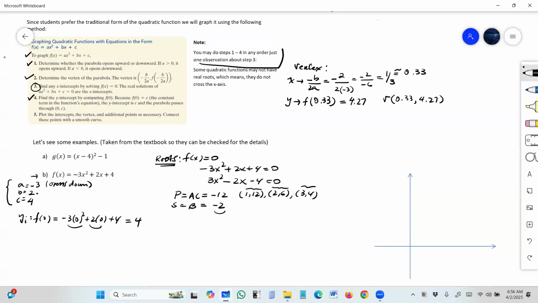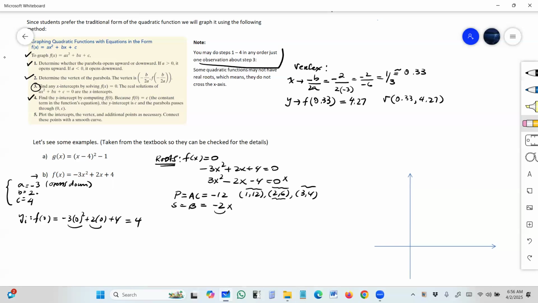So out of the possible three pairs, can I get a sum of -2? Oh, I cannot. The 1 and 12 are too far. The 3 and 4 are too close. And even the 2 and 6, right? I can only get, let's say, 6 minus 2, 4, or 2 minus 6, minus 4. So there's no way to get a -2, which means that this is not factorable. So I have to do it another way.